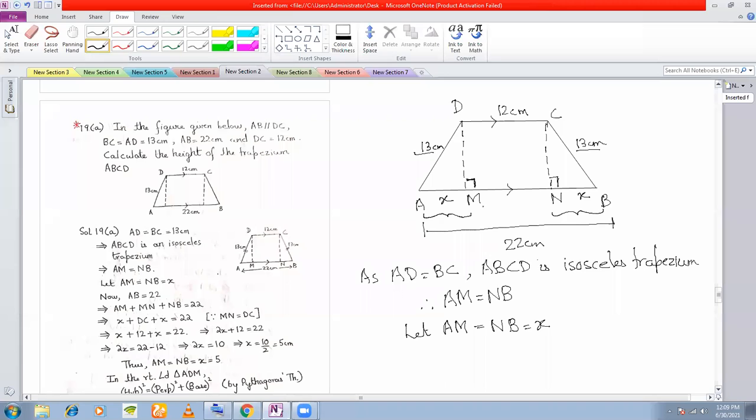What is this length MN? We can calculate it, because X plus MN plus X is equal to, yes, tell me.